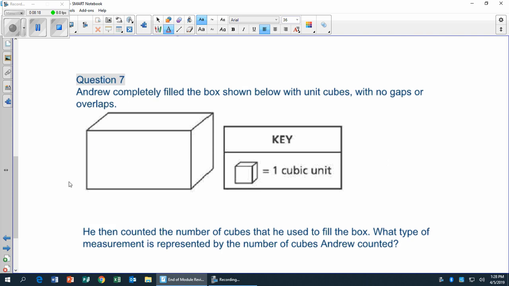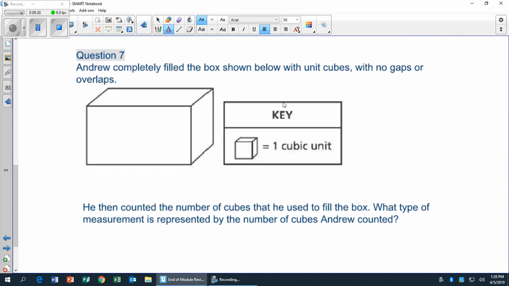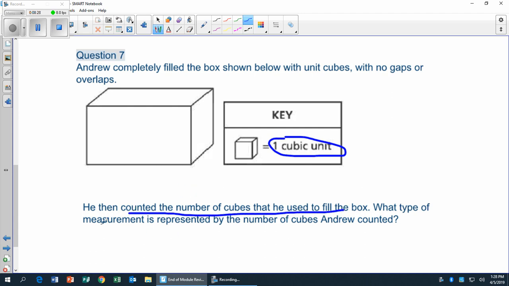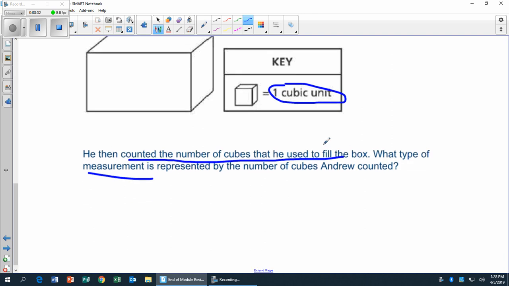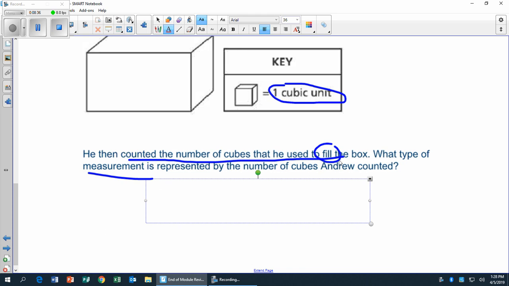Question 7, Andrew completely filled the box shown below. So we're looking at that box, and we know that everything that we're going to work with is 1 cubic unit. He counted the number of cubes he used to fill the box. What measurement is that? Well, when we want to fill the box, as soon as we fill it, we know that we are finding volume. That's what he's doing.